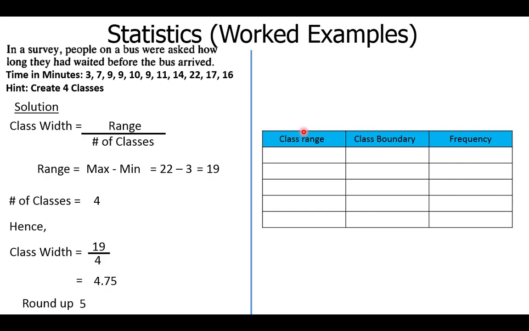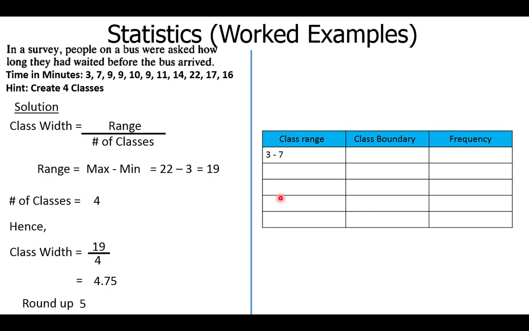Now we're going to be including 3 in our counting. We said our class width is 5. So we're going to be counting 5 numbers from 3, including 3 in the counting. 3 is inclusive. So we have 3, we have 4, 5, 6, and 7. That makes up 5 numbers. So our first class range is going to be from 3 to 7.